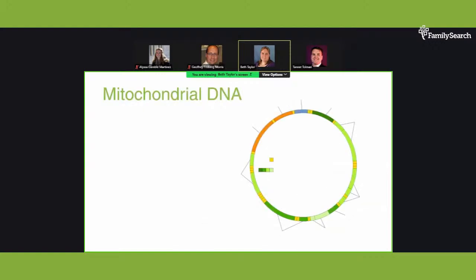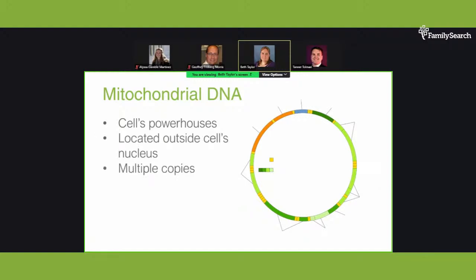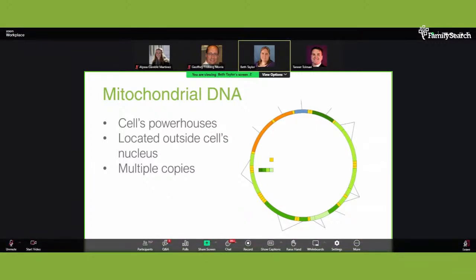The other kind of DNA that we talk about for genealogy purposes is mitochondrial DNA. Mitochondria are actually located outside of the cell's nucleus, and they're the cell's powerhouses. They have their own unique DNA. There are multiple copies of the mitochondria throughout the cell. So each cell only has one nucleus with one copy of the DNA, whereas there are multiple mitochondria, so multiple copies.